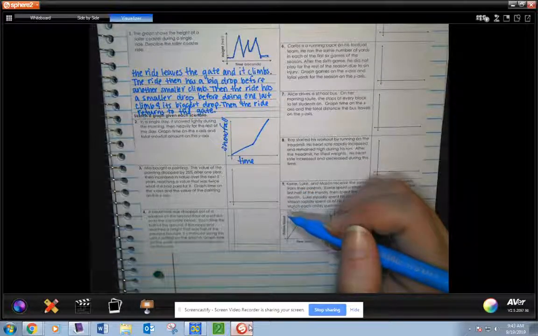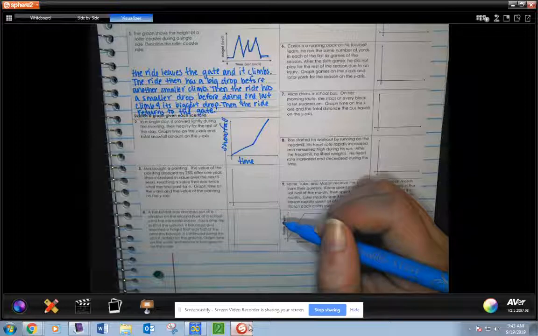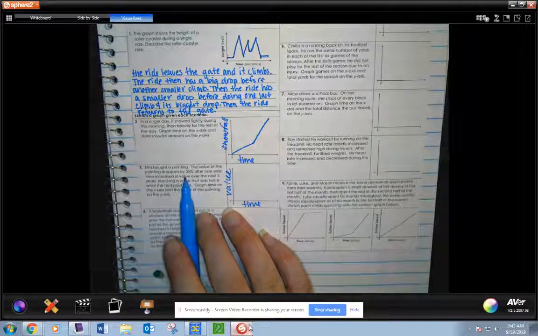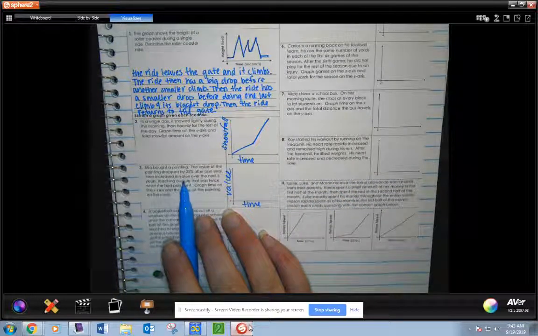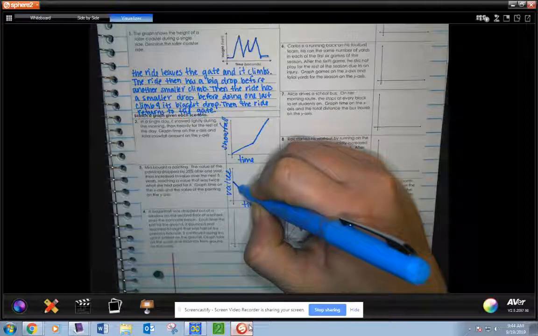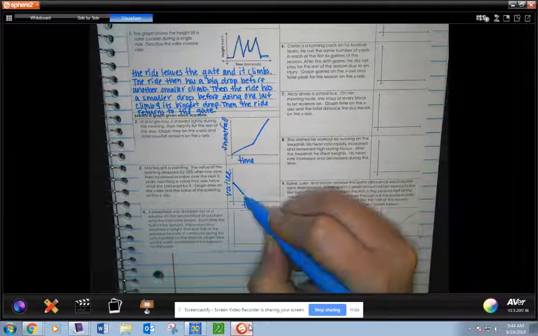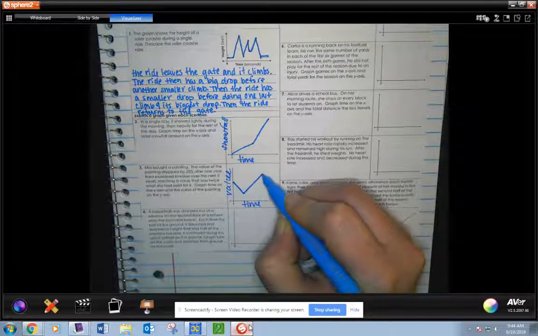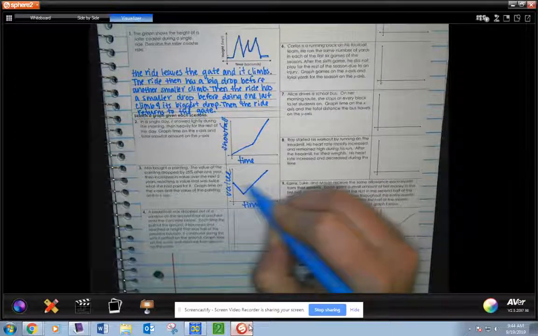Okay, for number 3, Mia bought a painting. The value of the painting drops 25% after 1 year, then increased in value over the next 5 years, reaching a value that was twice what she paid for it. Graph time on the x-axis and value on the y-axis. Okay, so she bought a painting and it dropped 25%, and then it doubles its value. So you need to start in the middle, and it's going to drop about 25%, and then it doubles its value. So it increases its value where I am doubling the height of that bar.